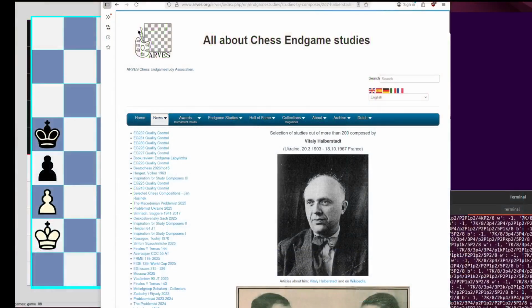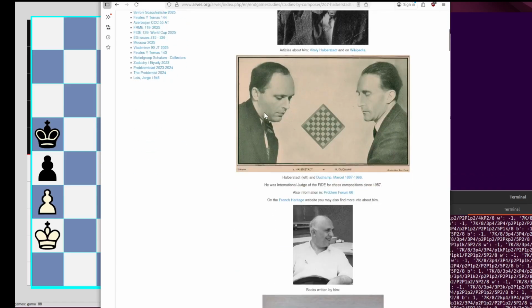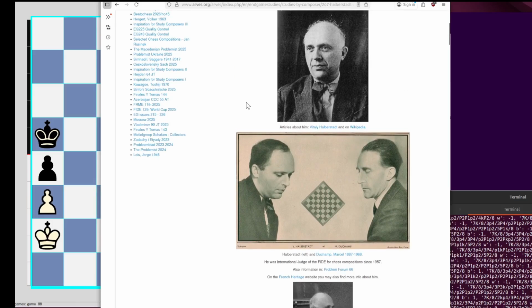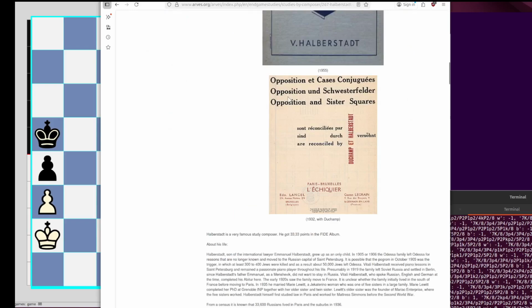With Halberstadt, he is very famous because he wrote this book. His picture, we're on the Avers page here at the moment. A lot of information about him. There's a picture. And this is the main thing, because actually he wrote a book with Marcel Duchamp, the artist, about corresponding squares. In particular, we scroll down and then we can see that opposition and cases, which I think is squares conjugate, opposition and sister squares, right? So basically, that's exactly what we're talking about.